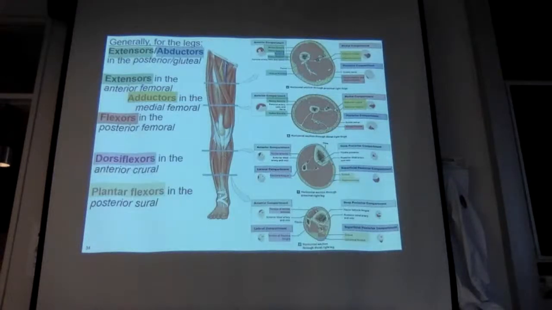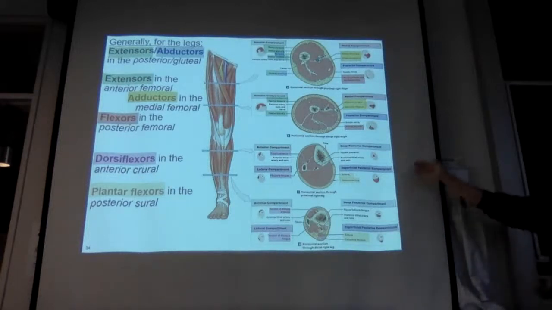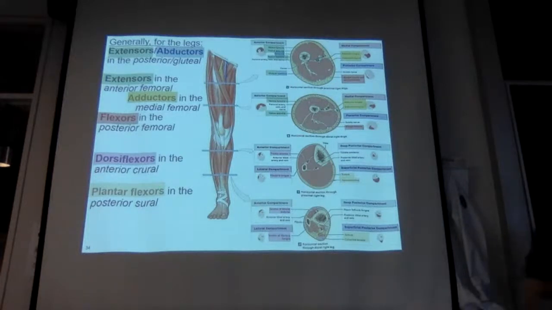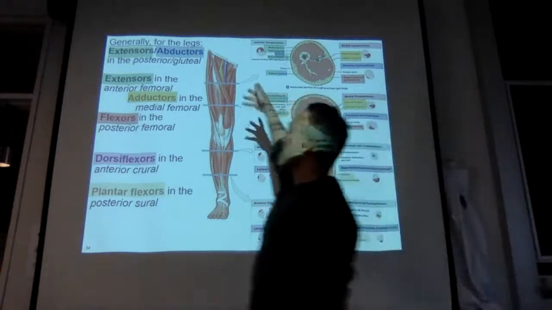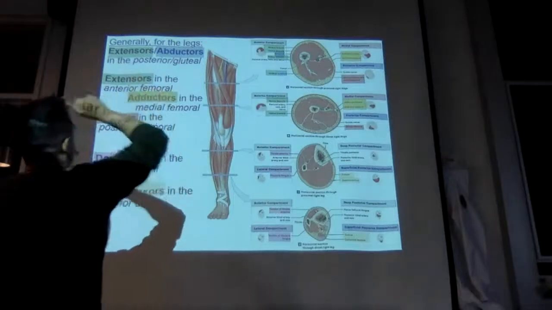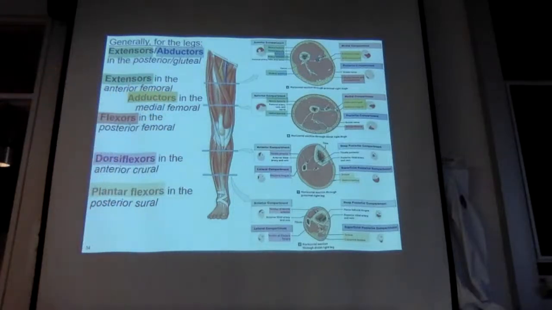I don't know if this summary helps you, but here's my summary of the leg. It's a bit more complicated than the arm. With the arms, anterior is the flexor, posterior is the extensor. In the leg, it's a bit more complicated. In the gluteal region, you've got extensors and abductors. In the femoral region, you've got extensors, adductors, and flexors. In the lower leg, you've got dorsiflexors and plantarflexors.